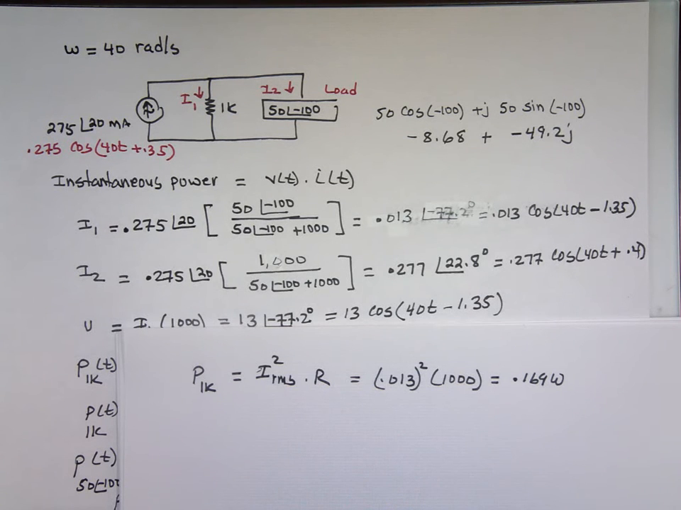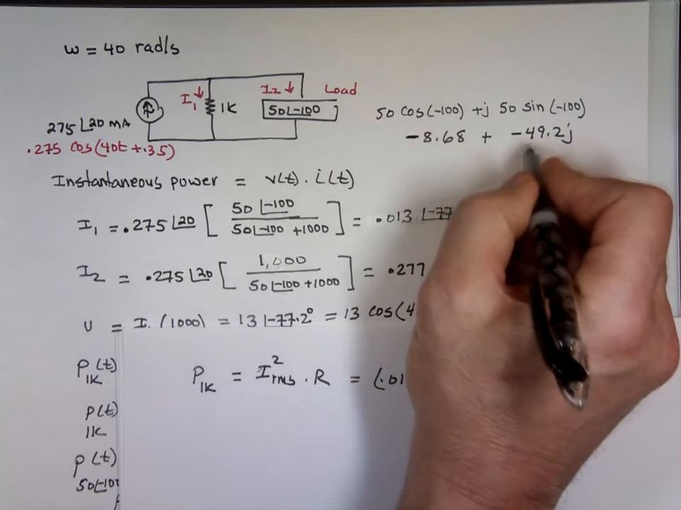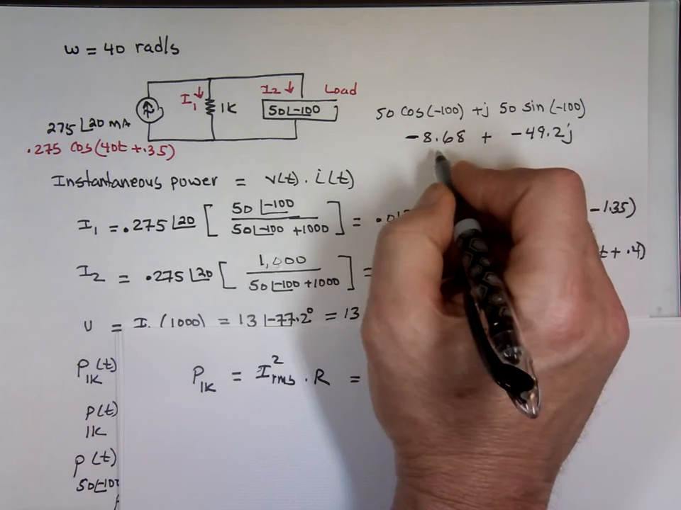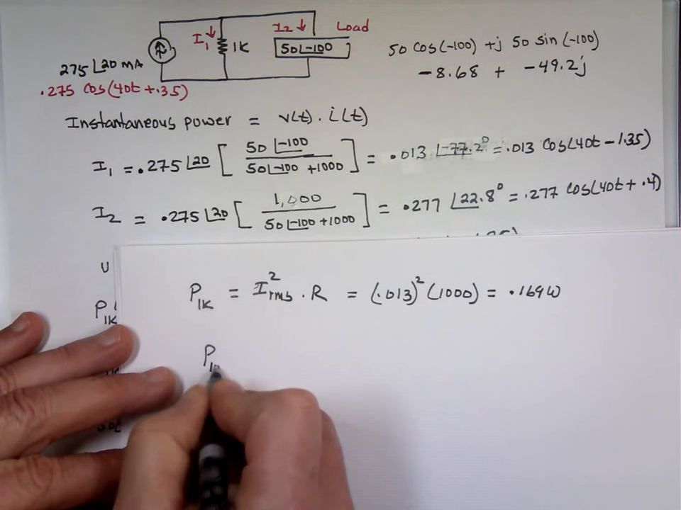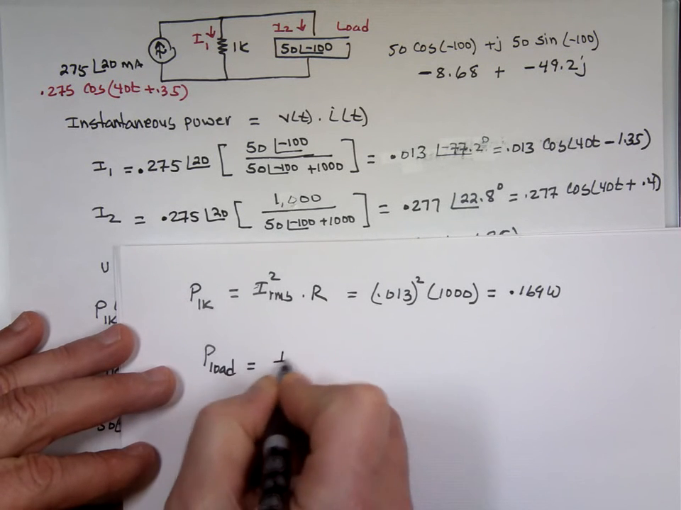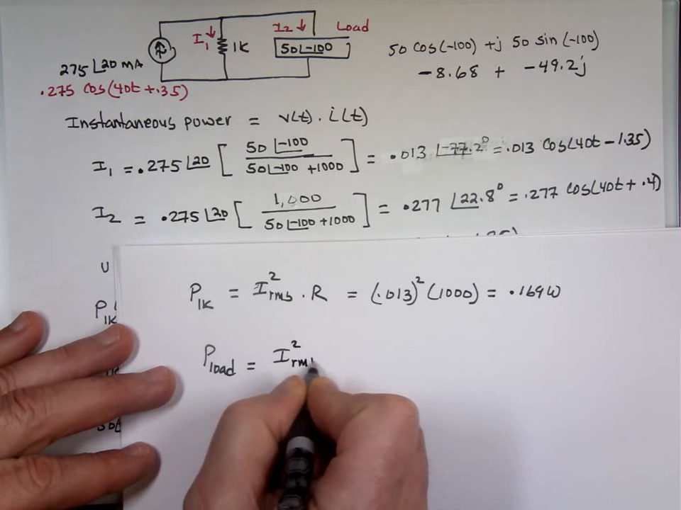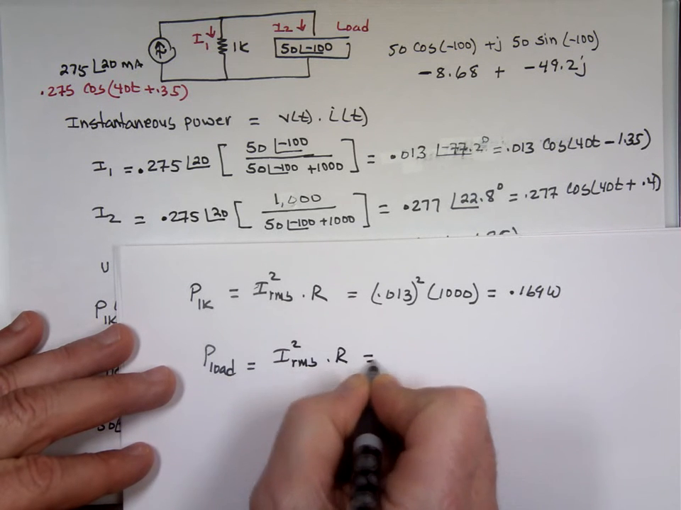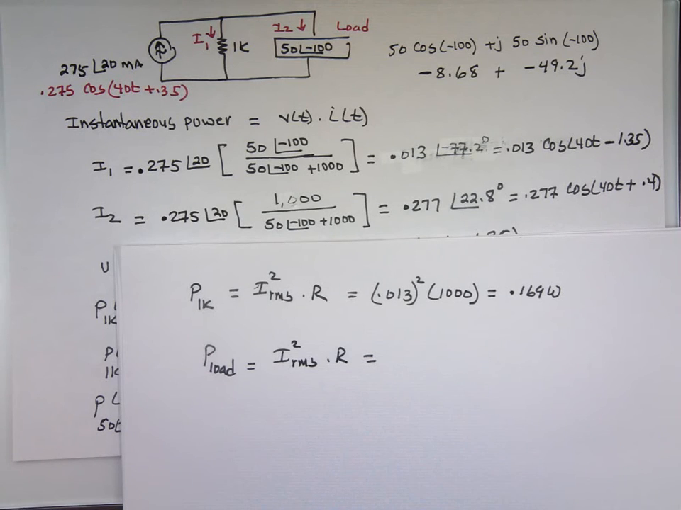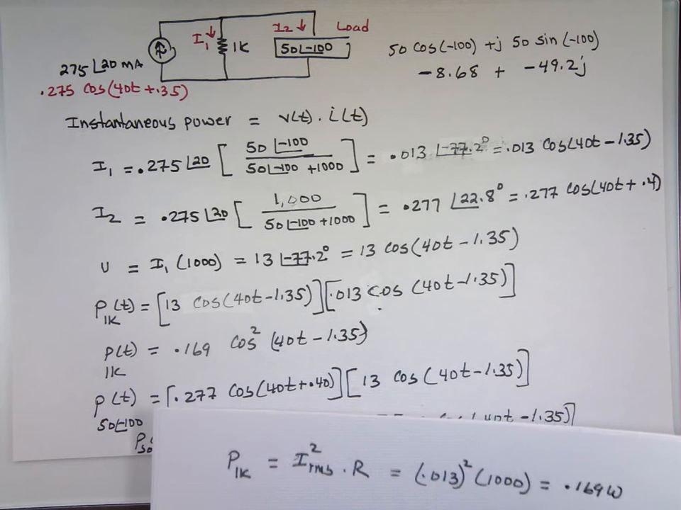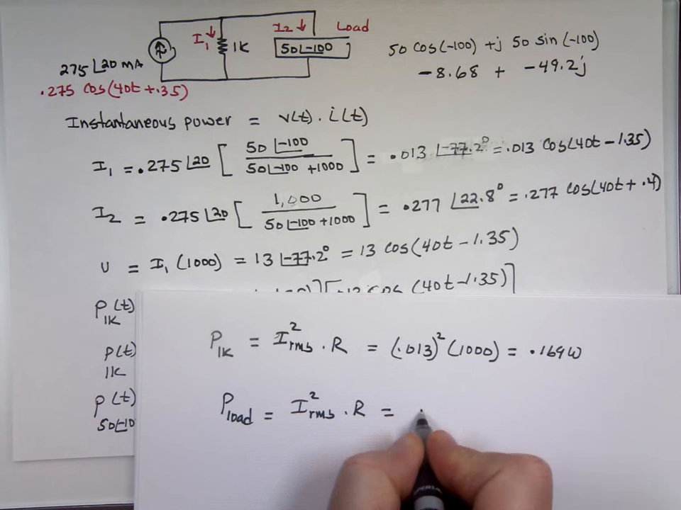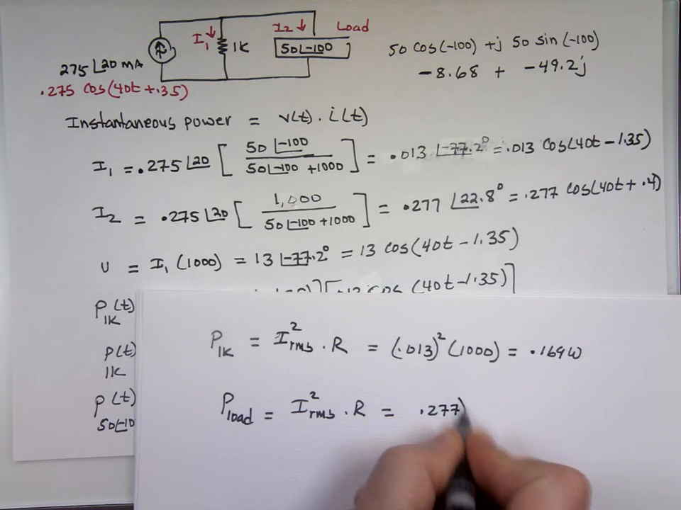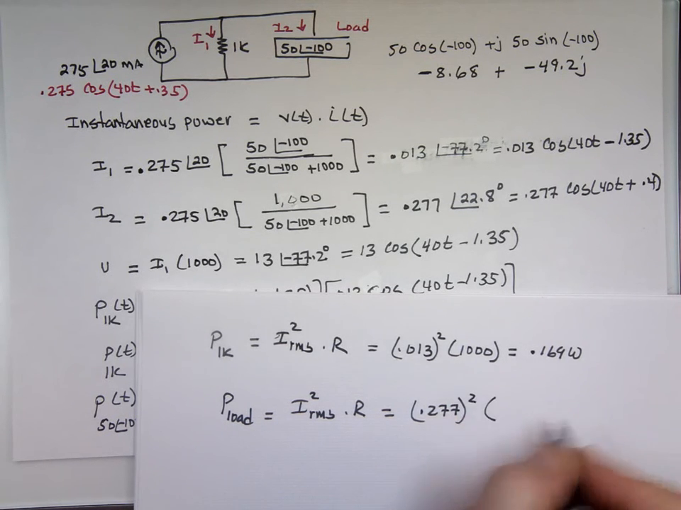So this will have a 0 average power. That will have an average power. So what's the average power by the load? It's I squared RMS times R. So I for that one is what? 0.277 squared times negative 8.68.